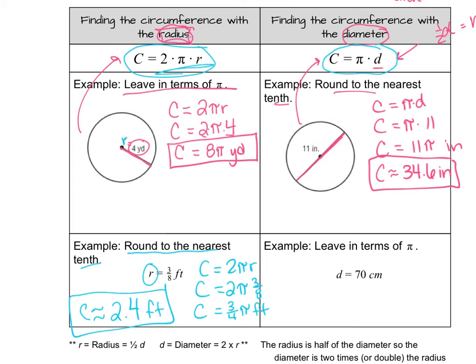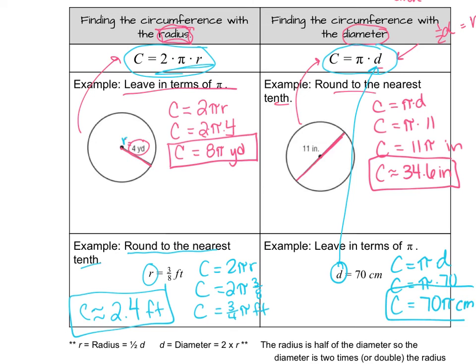And last example, we're going to leave this one in terms of pi. You're given the diameter, so you'd use the diameter formula. So C is equal to pi times d. C is equal to pi times 70, and this is very easy because we are done, 70 pi, and that is in centimeters. Okay, I love leaving it in terms of pi. You don't have to multiply anything for this.